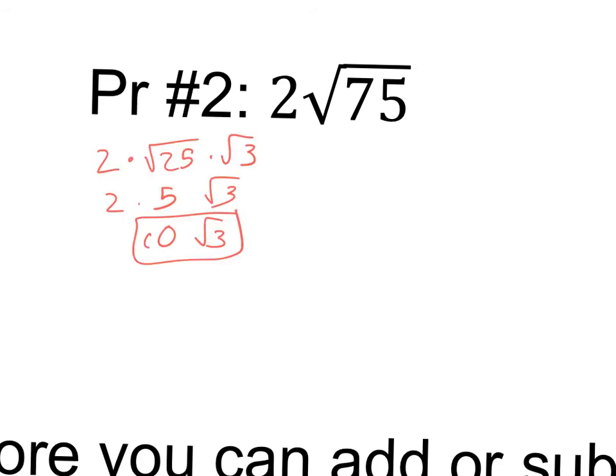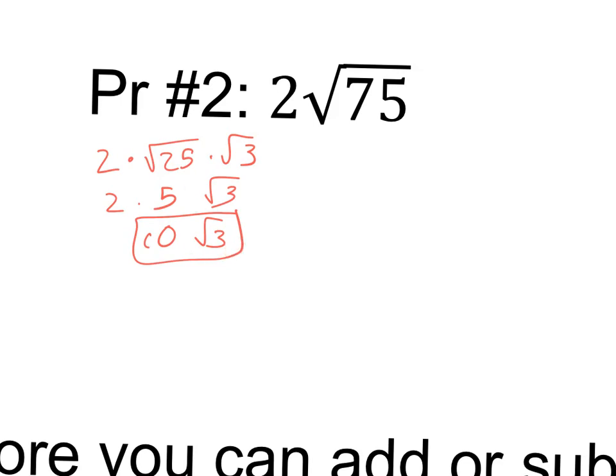Okay, hopefully you saw the big perfect square that goes into this. That's 25. 25 times 3 is 75, so you could think of this as 2 times square root of 25 times 3. Well, the square root of 25 is 5. 2 times 5 is 10, so you just have 10 square root 3 or 10 rad 3.